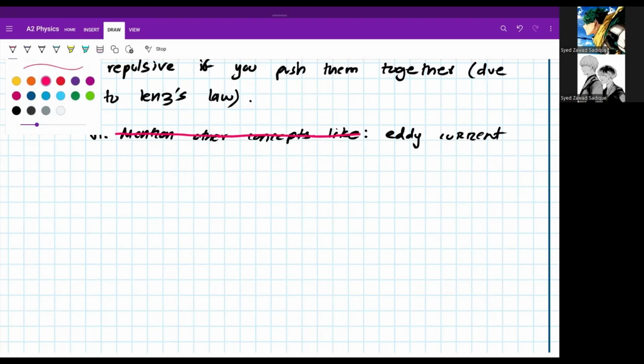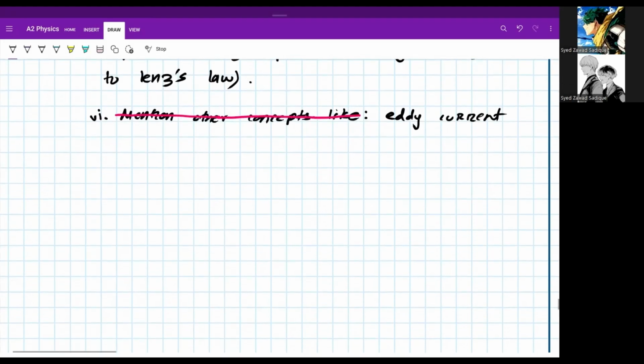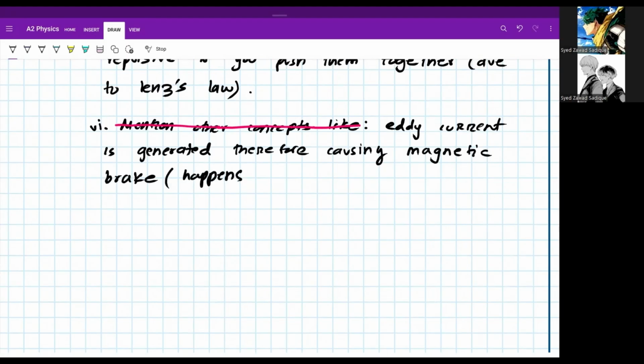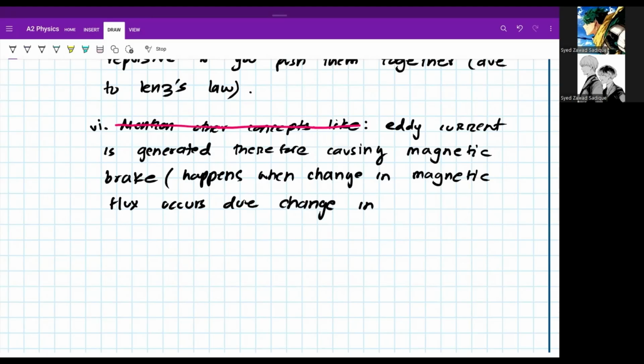Okay, all right. So moving on, eddy current. Wait, what was I gonna say? Okay, yeah, eddy current is generated, therefore causing magnetic break. Therefore causing magnetic break. So this happens when change in magnetic flux occurs due to change in displacement.